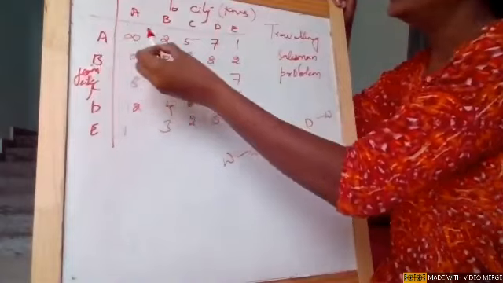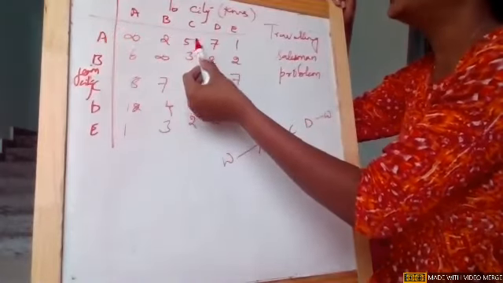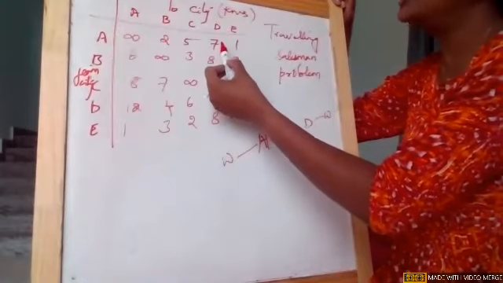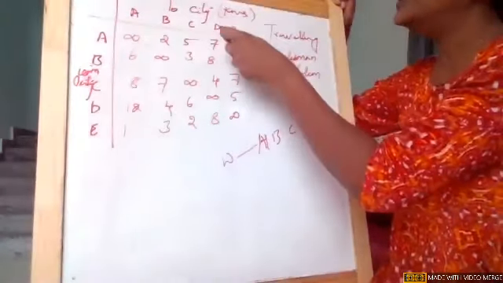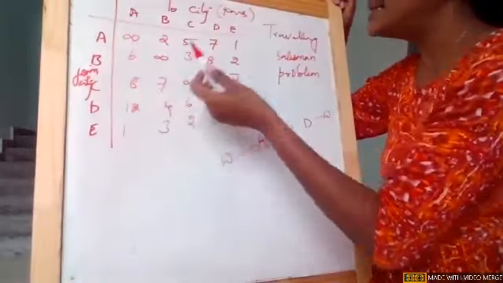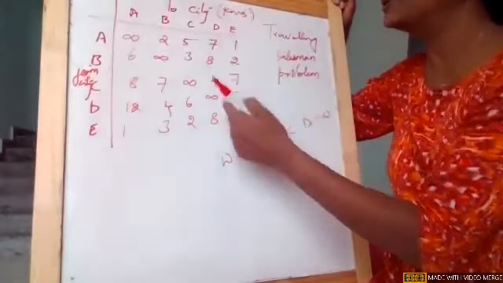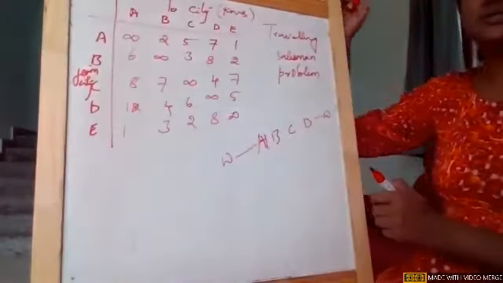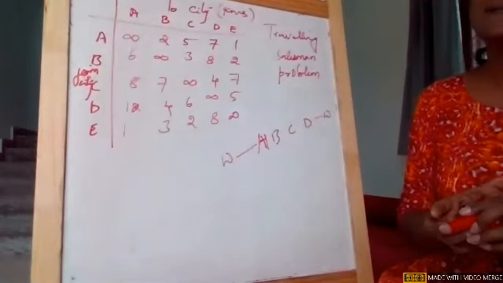From city A to B, it is 2 kilometers. From city A to C, it is 5 kilometers. From city A to D, it is 7 kilometers. Like that we need to interpret. Same vice versa. From D to A, it is 7. From D to B, it is 8. From D to C, it is 4. D to D, obviously a null value. D to E, it is 8 kilometers.